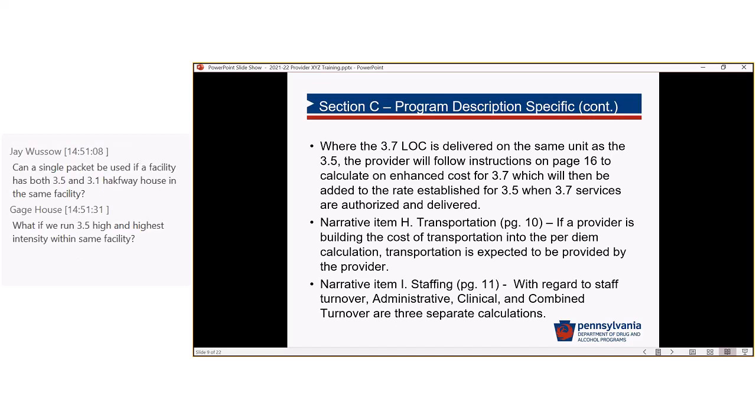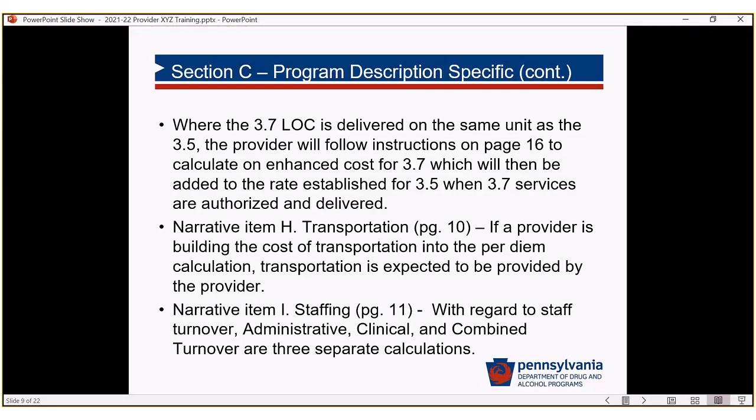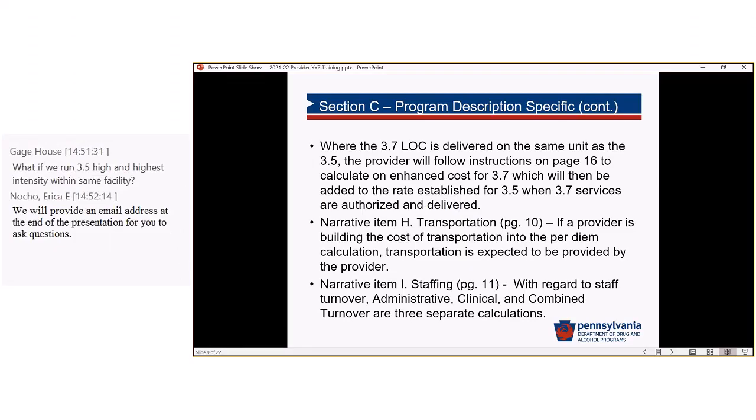For narrative item I, which is staffing, on page 11, we just wanted to mention that the calculations for turnover for administrative, clinical, and combined are actually 3 separate calculations. You're going to do a calculation of total staff for administrative staff and the staff that have left or vacated positions during the year. You're going to do that for clinical staff, and then you're going to do total staff all together. Sometimes there are questions on that, and we just wanted to point out that clarification.